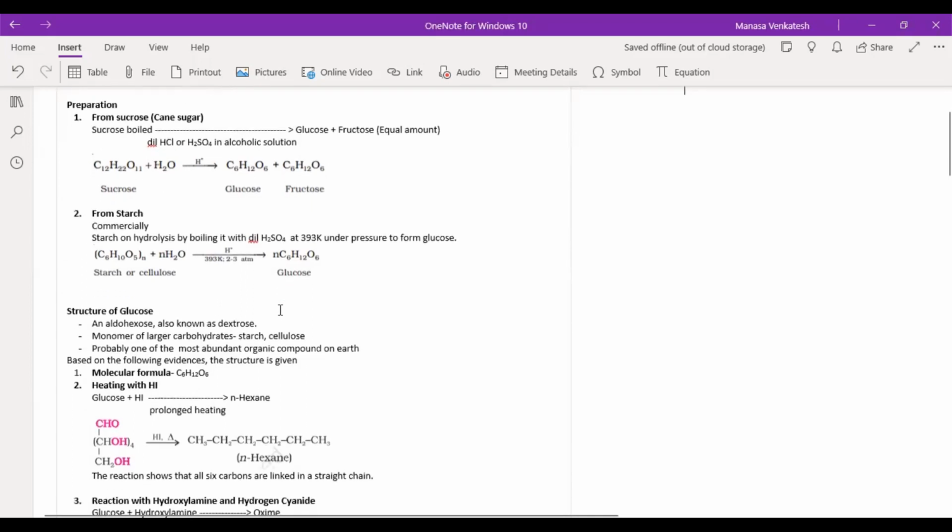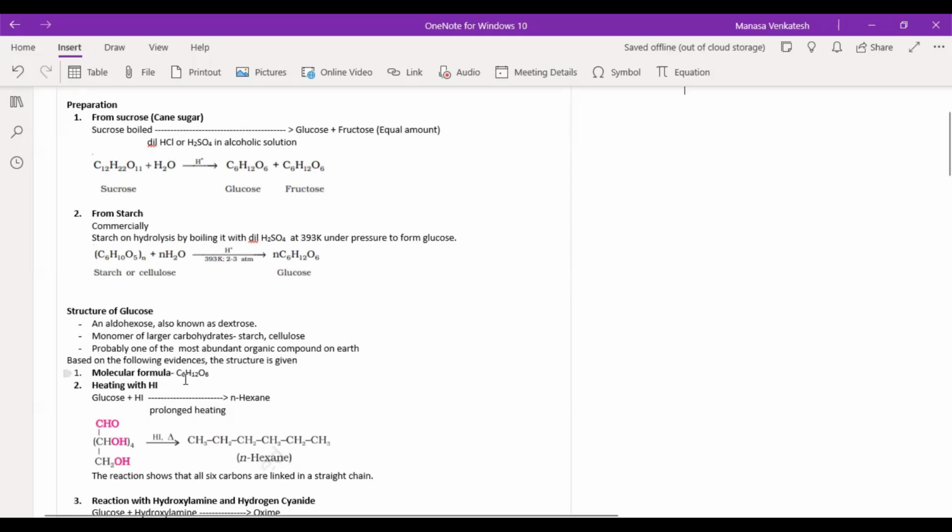Next is the structure. Now, it's an aldohexose, which means it has an aldehydic group, and it has 6 carbon atoms. That's why it's a hexose. And it's a monomer of a large number of carbohydrates like starch, cellulose, etc. So it is one of the most abundant organic compounds on Earth. So let's start with the structure.